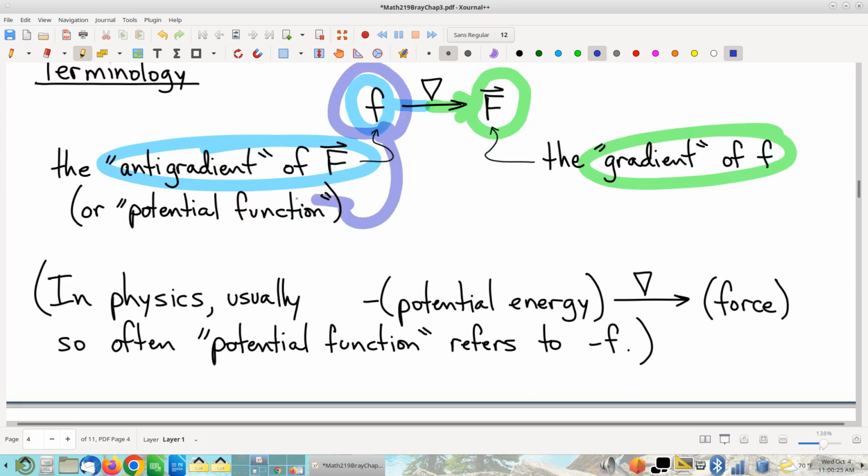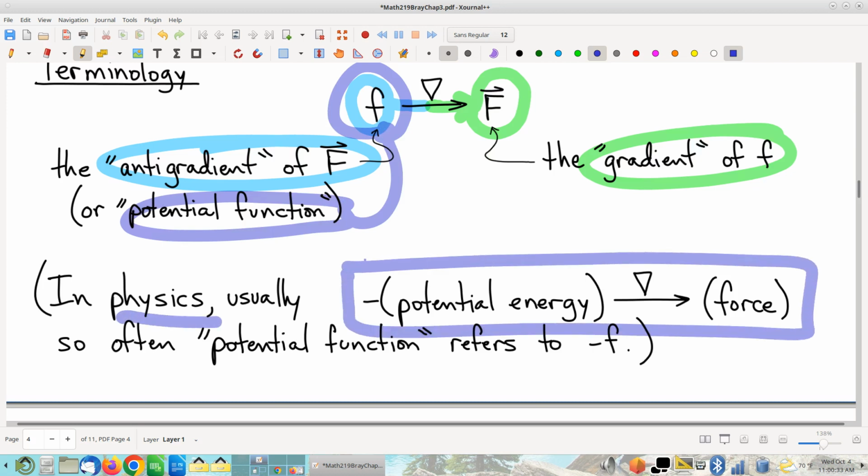This thing, very often called a potential function. And the reason why is because if you're doing physics, then there is a gradient relationship between forces and the anti-gradient. Y'all may remember this idea called potential energy, right? The gradient of potential energy relates to the force.